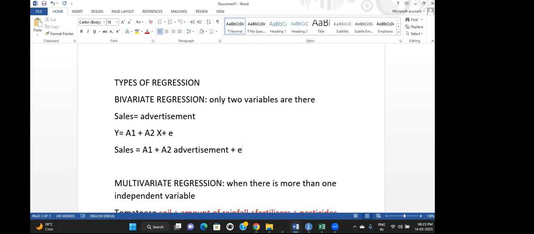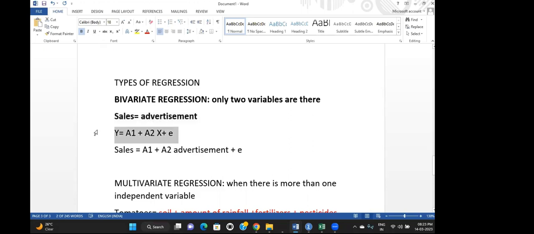Okay, so let me tell you what that means. This is an example of bivariate regression. So what is a bivariate regression? When only two variables are there here. So we are taking an example. We are trying to find out the relationship between sales and advertisement. So there are only two variables, so it is called a bivariate regression.